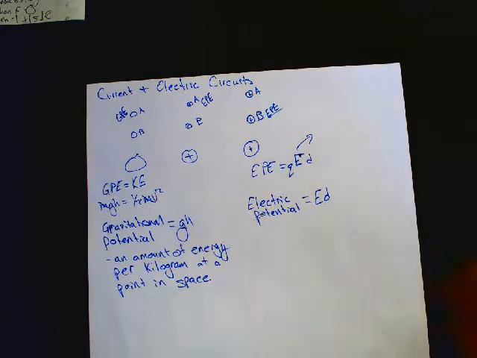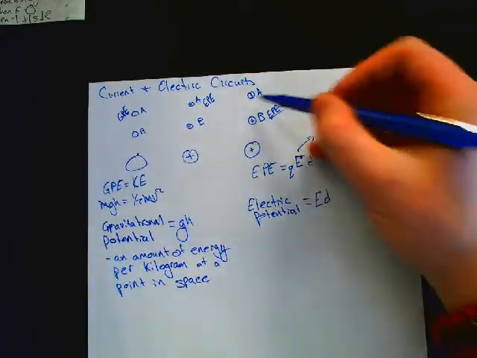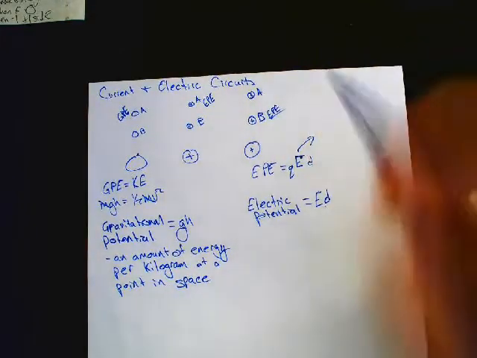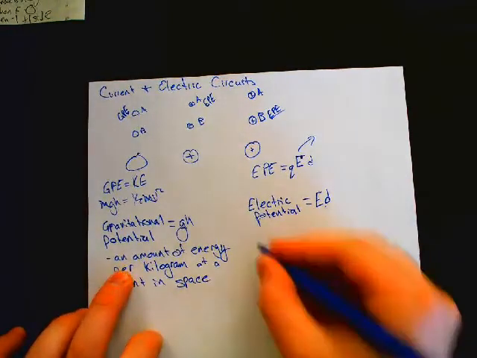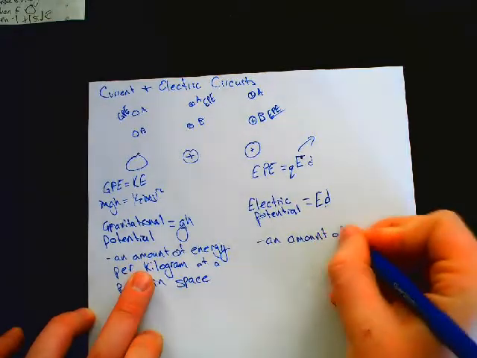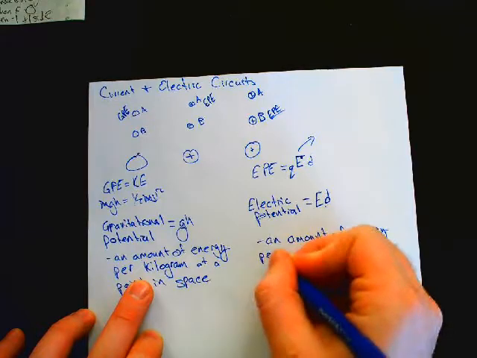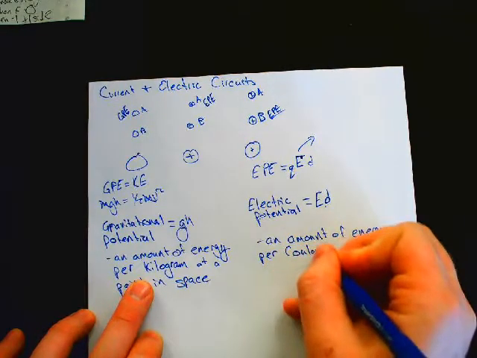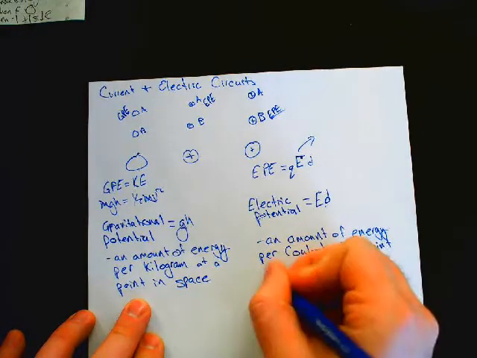All right. So when we're talking electric potential, we're not talking about what's going on for this object. We're talking about the space that the object's located in and how much energy per charge it has at that point in space. An amount of energy per Coulomb at a point in space.